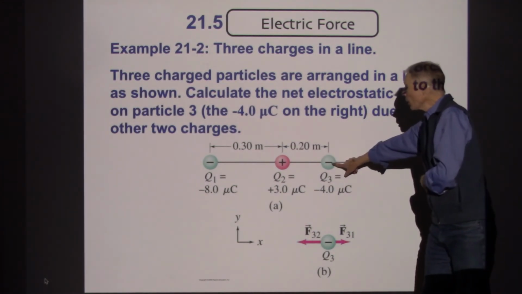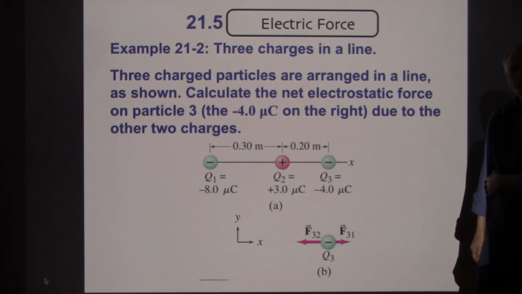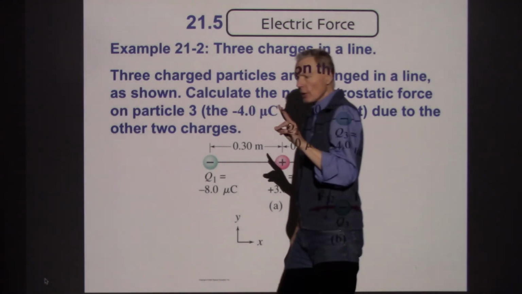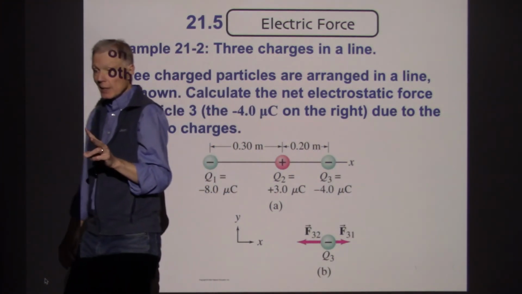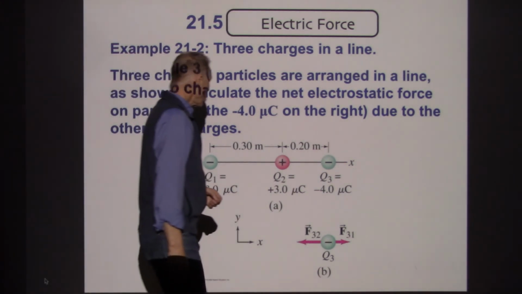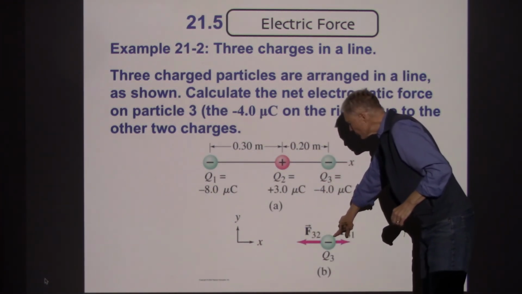Object 3 also will experience a force due to the presence of charge 2. So that means that there are 2 forces I have to calculate here if I'm going to understand all of the forces acting on object 3. So I've drawn a force diagram for us.